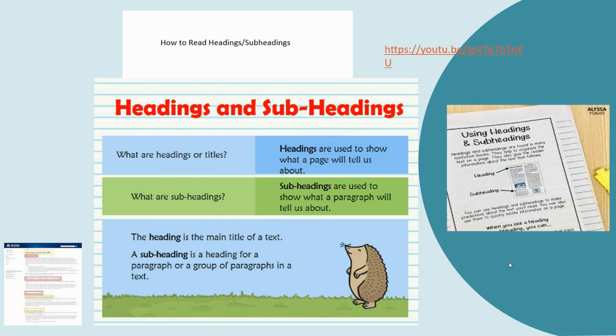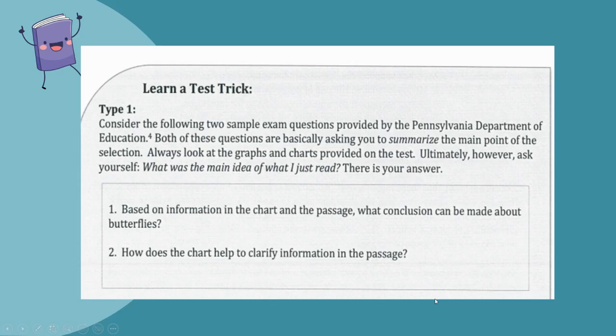Then there's also headings and subheadings. What are headings or titles? Well, headings are used to show what a page will tell us about, and subheadings are used to show what a paragraph will tell us about. The heading is the main title of a text, and the subheading is a heading for a paragraph or group of paragraphs in a text.